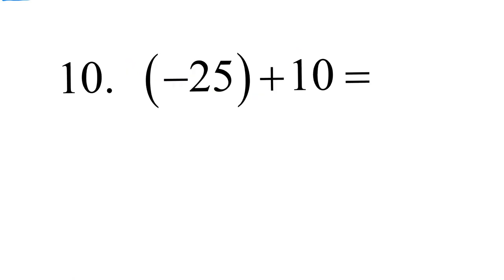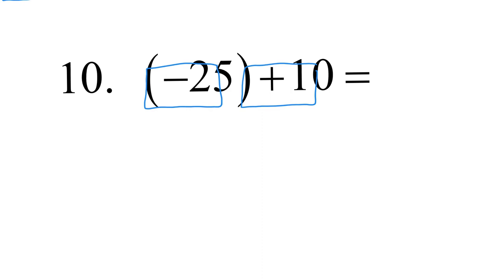And this one here, negative 25, parentheses, plus 10. So let's go ahead and look at the signs. We do have a negative 25 right here, so that number is negative. Plus 10, well, that's a positive 10 because it has a plus on the left side. It's a positive. The two numbers have different signs.